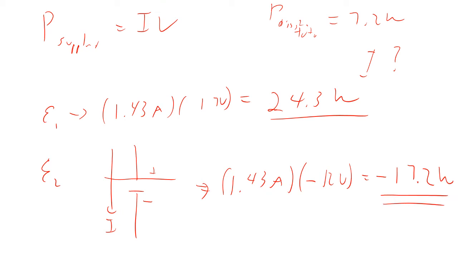What is negative power supplied? Well, what is negative power? Power is the rate of change of energy. So if negative energy supplied, what does that mean? It means the energy is going into the battery. We're charging the battery. By forcing the current backwards in the battery, we're charging it.